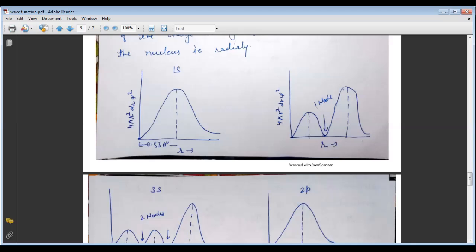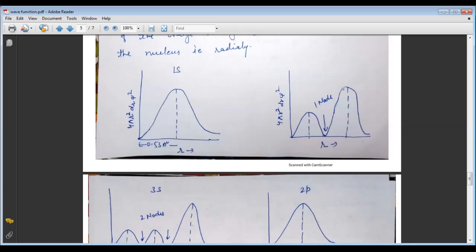The radial probability distribution curves for the other orbitals are also shown here. Firstly, in the 1s orbital, we can see that there is no node here, because the s orbital is very near to the nucleus, so there is no node present.